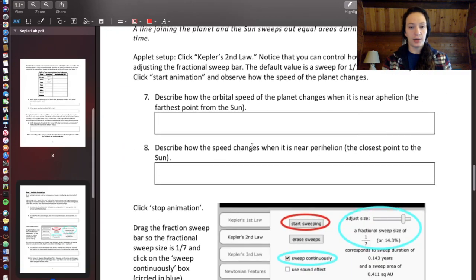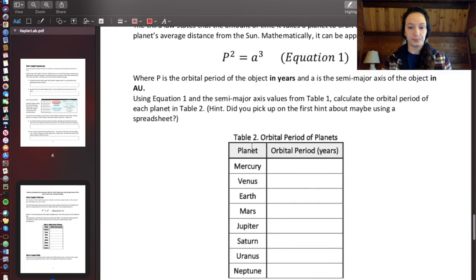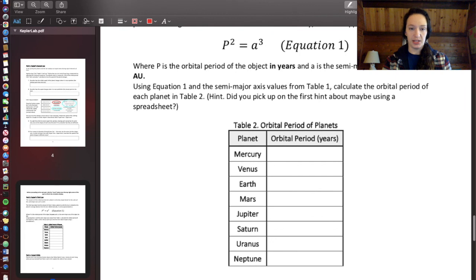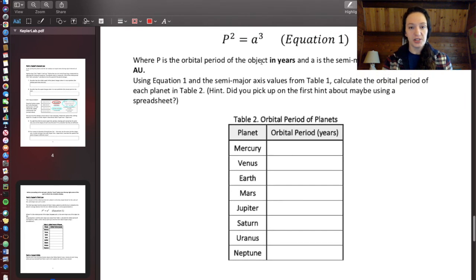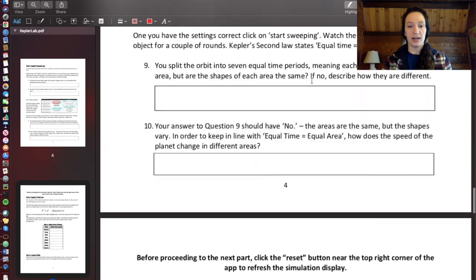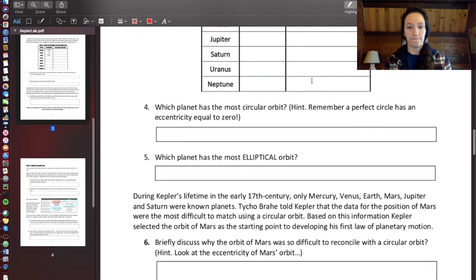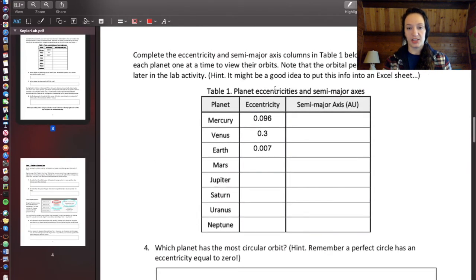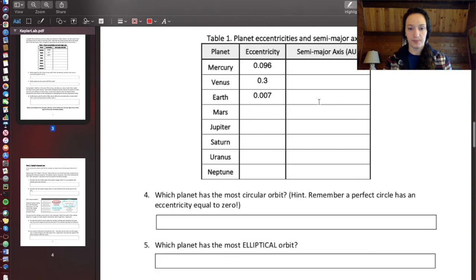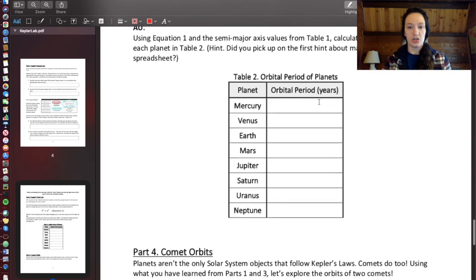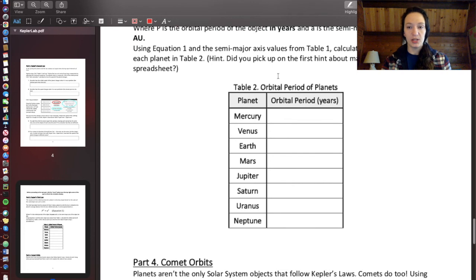So going back down to the third law, it's going to ask you to calculate some stuff. So using this equation and the semi-major axis values that you got in table 1, remember table 1 is where we found the eccentricity and the semi-major axis. So using the semi-major axis, you want to calculate the orbital period of each planet. So I will do the first one with you, and I'm going to give you the formula.